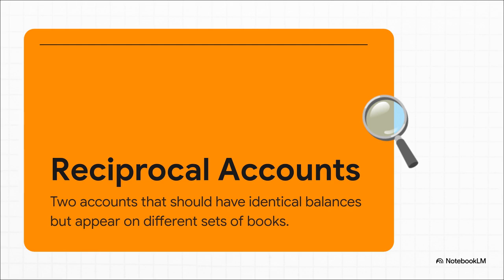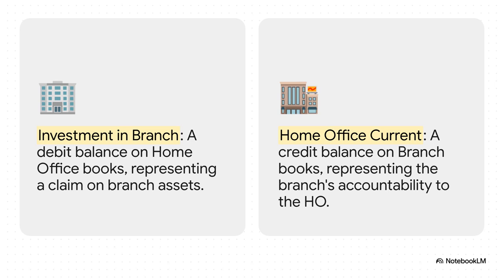Your investment in branch account on the home office's books and the home office current on the branch's books. They should always have the same number, just on opposite sides. One's a debit, the other's a credit. This slide shows that mirror perfectly. Look at the left side, the home office books. You've got investment in branch. It has a normal debit balance because from the home office's perspective, it's an asset. It's their claim on the branch.